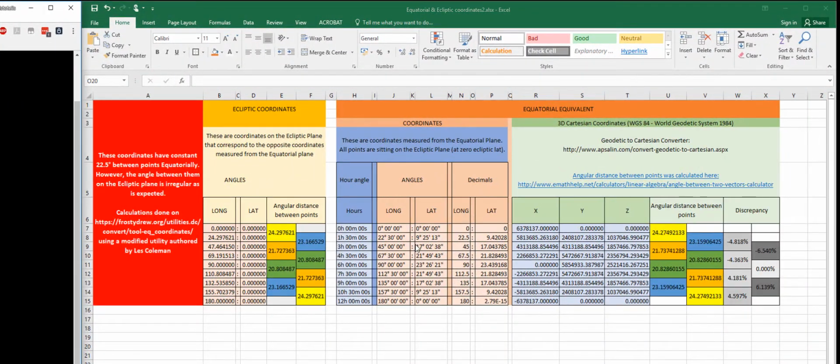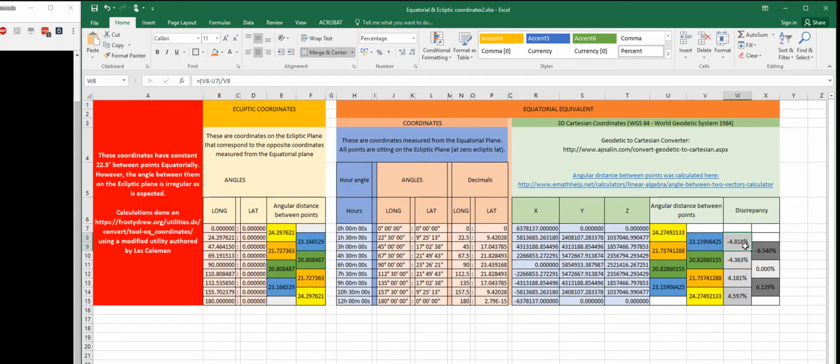Initially, before I understood the whole concept, I tried to find exact points on the ecliptic plane that had 22.5 degrees between them on the equatorial plane. This is of course wrong. As you can see, on the ecliptic plane, Z1 and A have 24.27 degrees between them. A and B have 23.15. B and C have 21.73. C and D have 20.82 degrees. So you see there's a discrepancy between these points. They're not evenly spaced on the ecliptic plane.